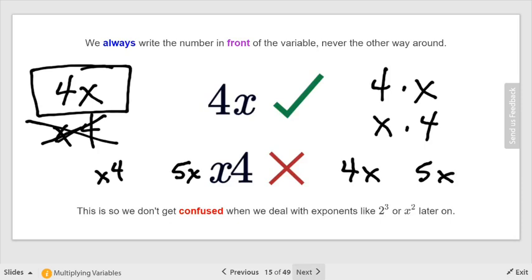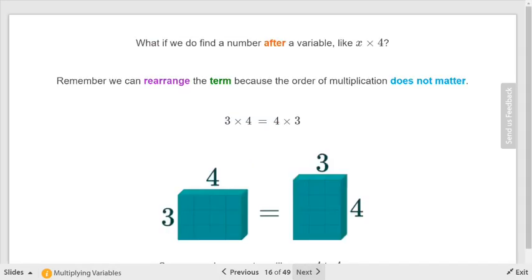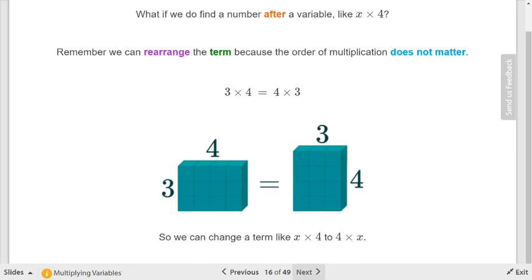Before the letter first, you betcha. Good job, guys. Now, you can rearrange them in any order because multiplication does not matter, right? 3 times 4 is the same as 4 times 3. We talked about that a second ago.